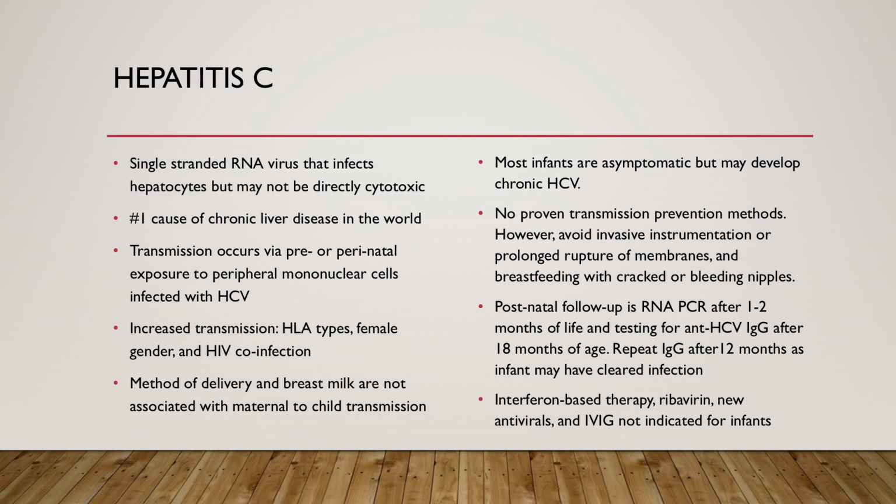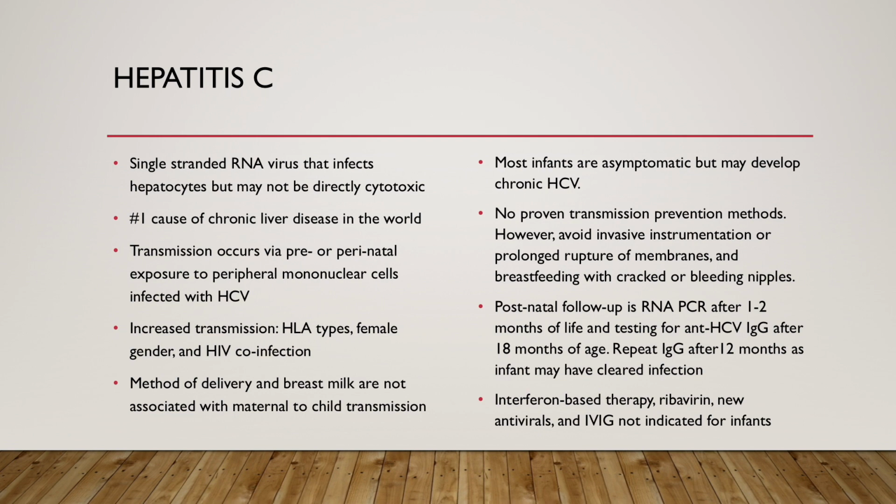Other factors that increase the risk of maternal to child transmission are HLA types, female gender of the fetus, and an HIV co-infection in the mother. The method of delivery and choosing to breastfeed are not associated with maternal to child transmission as some of the other diseases have. Most infants are asymptomatic but may develop chronic hepatitis C. There is no proven transmission prevention method.